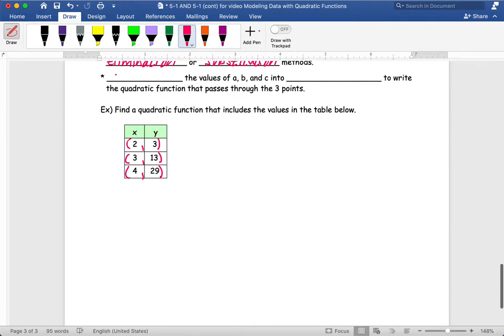And finally, once we get what a, b, and c are, we're going to take those and substitute again the values of a, b, and c into y equals ax squared plus bx plus c. So that we can write the quadratic function that passes through the 3 points.